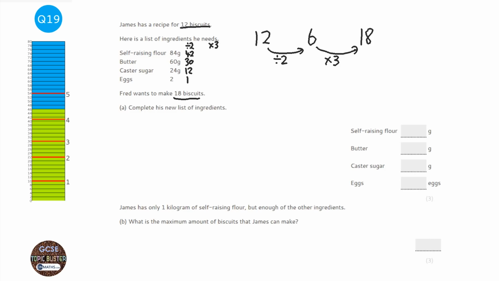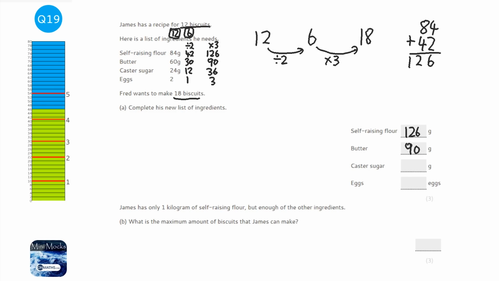And now, because we've got 12 biscuits here, and we've halved them to make 6, a different way of doing this is just adding them together. 12 plus 6 is 18. So instead of timesing the 42 by 3, I could just add it to the 84. So I could just do 84 plus 42, which would be 126. Again, 60 plus the 30, which is 90, 24 plus the 12, which is 36, and 2 plus the 1, which is 3. So the answers are 126, 90, 36, and 3.